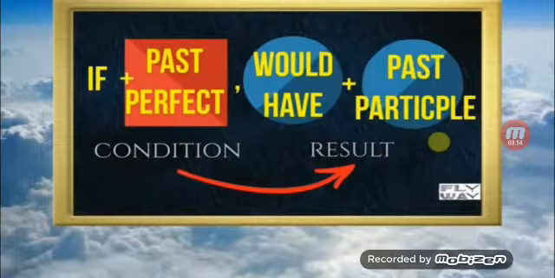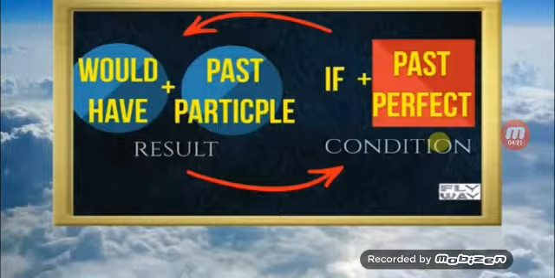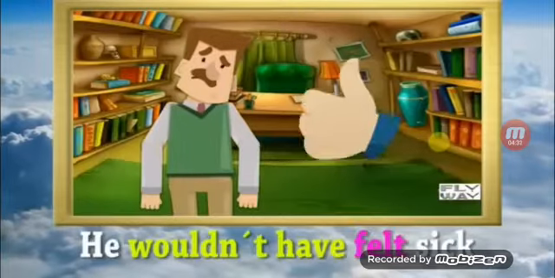This is the form again, if plus past perfect, and the other action would have plus past participle. We can use it in another way, to exchange the two positions, to exchange if with the past perfect with the other action. We are going to start with would have and past participle, and if with the past perfect will be at the end of the sentence. So we are going to begin with a result, then we are going to write the condition.